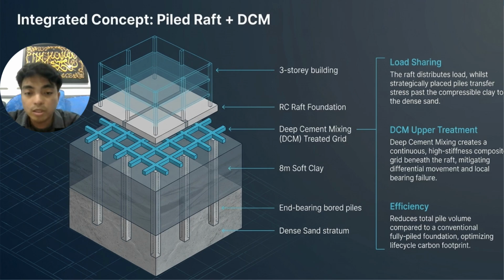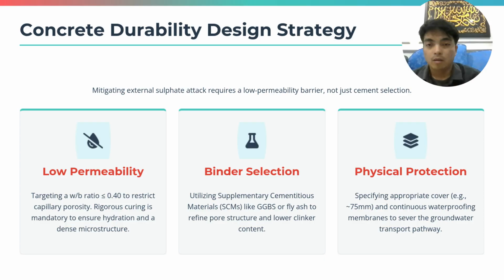We then strategically place end bearing piles that extend through the clay into the dense sand. So in this system, the piles act as settlement reducers rather than carrying 100% of the load. This interaction between the treated ground, the piles, and the raft optimizes material efficiency and significantly reduces the embodied carbon of the foundation. Now, let's look at the concrete itself.